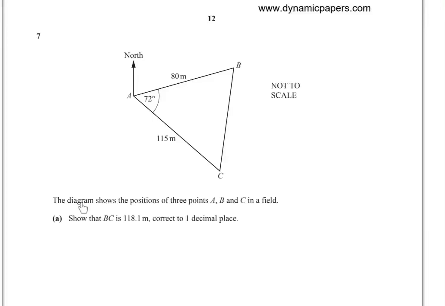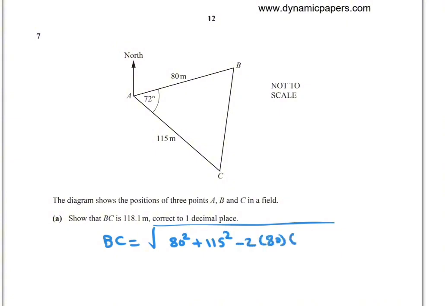Number 7. The diagram shows the position of 3 points A, B, and C in a field. Show that BC is 118.1 meters correct to one decimal place. We can find BC using the cosine rule because we have two sides and the included angle. So BC equals the square root of 80 squared plus 115 squared minus 2 times 80 times 115 cosine of 72, which equals 118.1 to one decimal place.